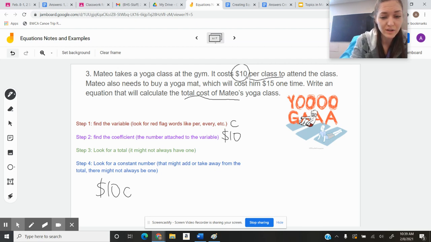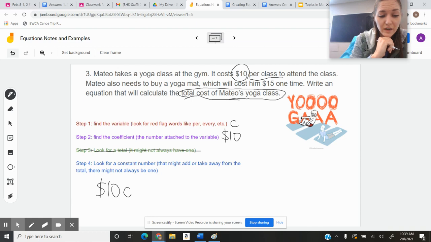All right, look for a total. It might not always have one. And this equation doesn't really have one. He's trying to figure out what his total is. So that is not known. We're trying to figure out an equation that will calculate the total cost for us. Okay. So no total, and that's okay. Do not freak out. Step 4 will complete our equation.